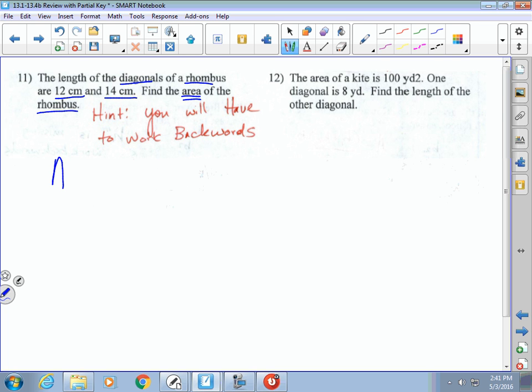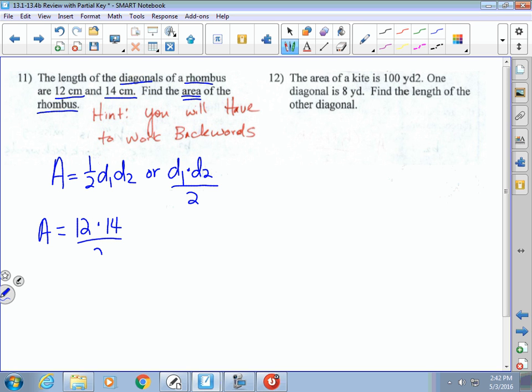So our formula for area of a rhombus is 1/2 d1 d2. Okay, no, we're not adding, we're multiplying. Or you can say diagonal 1 times diagonal 2 divided by 2. Since they already gave us the diagonals, we're just going straight to plugging it in to find the area. 12 times 14 divided by 2.